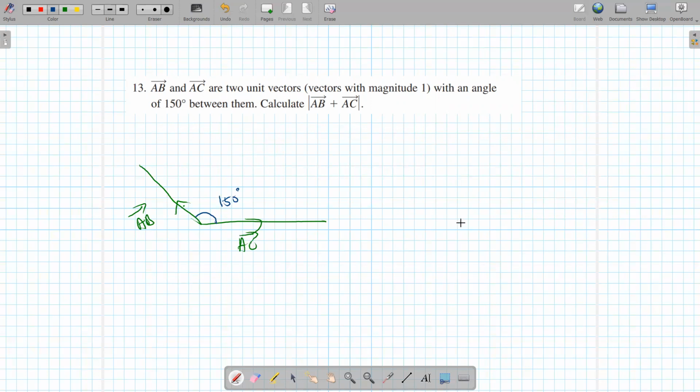What's a unit vector? A unit vector is a vector that has a length of 1 unit. Okay? The magnitude is 1, as it says up there. The length is 1 unit. So is the answer 2? If we add them up, 1 plus 1 is 2. Is that correct?